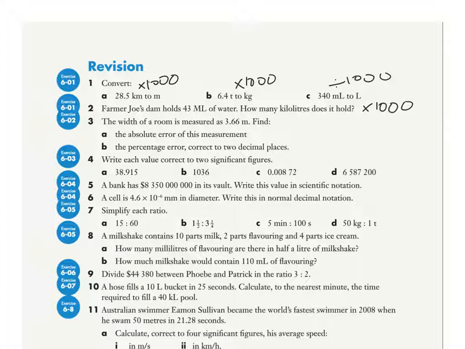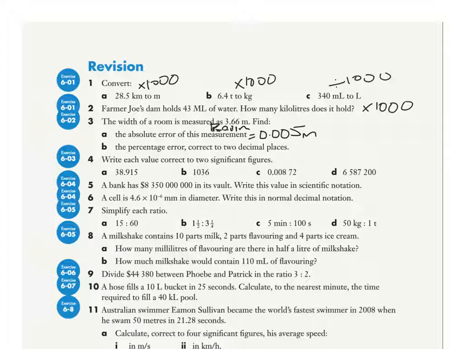Okay, the width of the room is measured to be 3.66 metres. Now, to find the absolute error, we first need to find the precision, which is the lowest place value. So the lowest place value is one of those, and the others will be 0. So 0.01 of a metre. So the absolute error is half that, which is 0.005 of a metre.